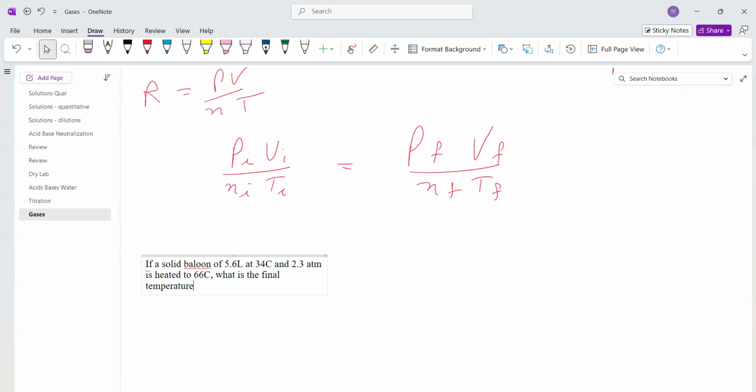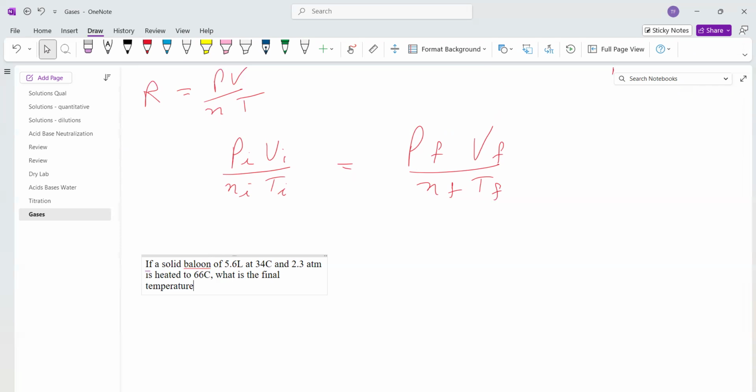Okay, a solid balloon, in other words, not an expandable balloon. So we have a solid balloon, meaning it's not a balloon that can expand or contract. It's solid. Okay, and it's at 34 degrees, 2.3 atmospheres. We heat that to 66 degrees. What's the final temperature?